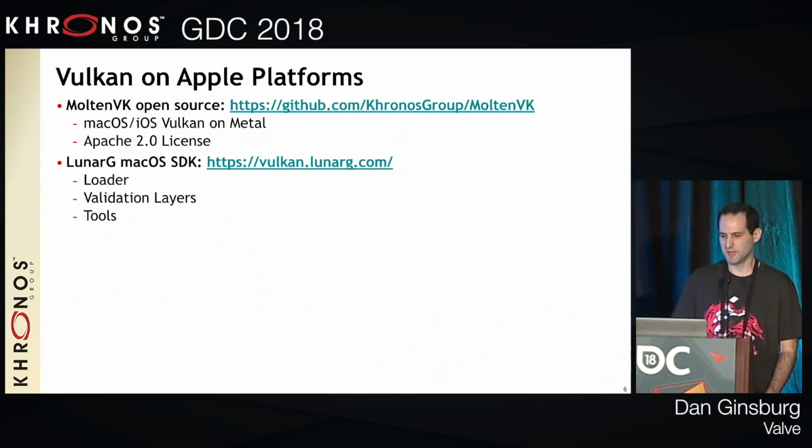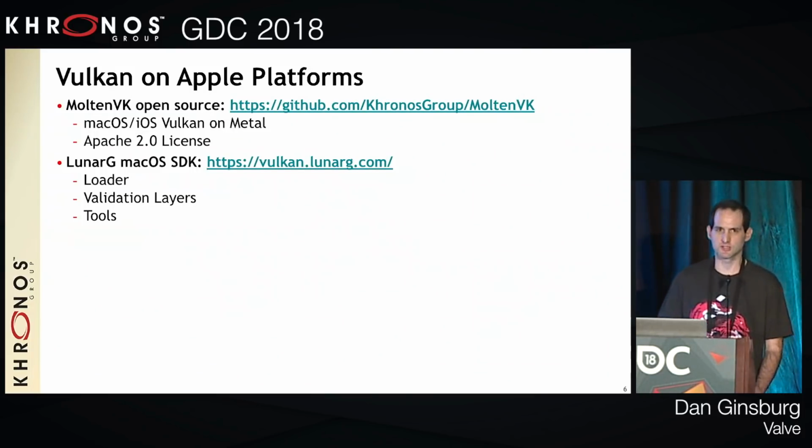So back in February, we announced the open sourcing of MoltenVK. Valve has been working really closely with the Brenwell workshop that initially developed MoltenVK as a commercial project, and we've worked with them to get it out into the open source community. You can get it now from GitHub. It supports Vulkan on top of Metal on macOS and iOS, and it's licensed with the Apache 2.0 license, which means you're free to use it in commercial products. So it's a very liberal license.